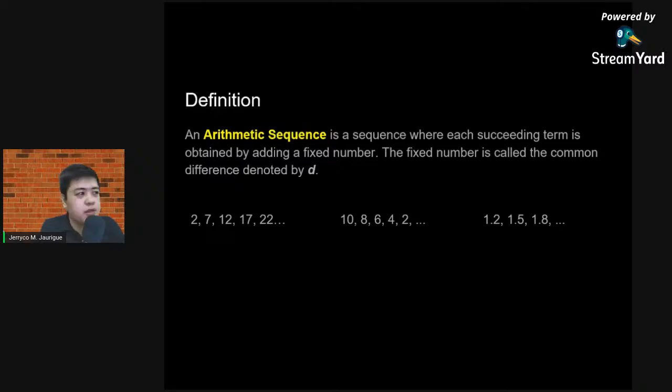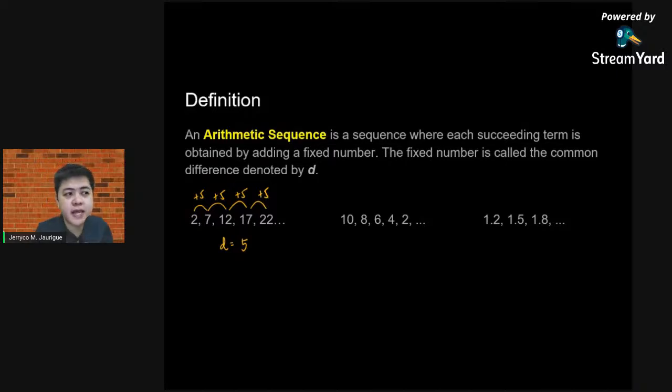For the first one, we have 2, 7, 12, 17, 22. To get to the next term, from 2 to get to 7, you add 5. From 7 to get to 12, you add another 5. You add another 5 to get to 17, and then another 5 to get to 22. So in this case, this is an arithmetic sequence. Your common difference here is a positive 5.